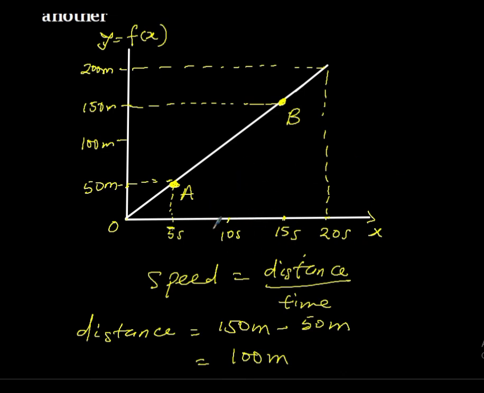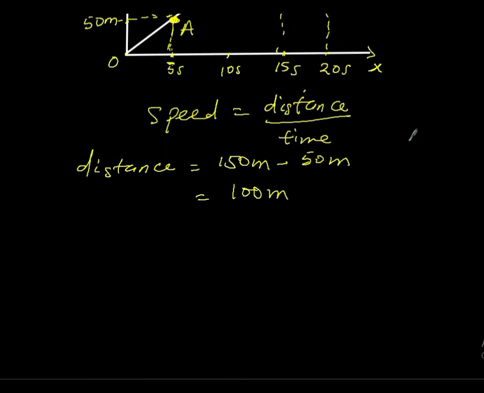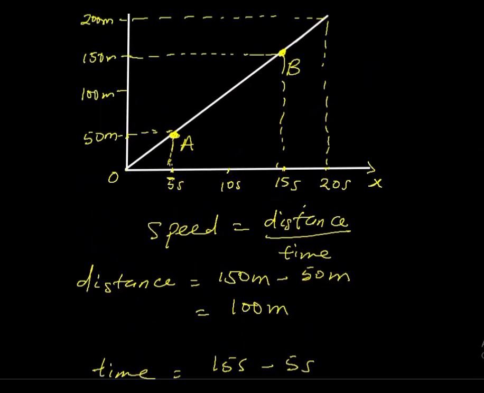We also need to find the time taken in moving from point A to point B. And to do this, we just apply what we've done in finding distance. So what do we do? We simply subtract the value of A on the x-axis, which is 5, from the value of B this time around on the x-axis, which is what? 15 seconds. So we can say that time is equal to 15 seconds minus 5 seconds, which is equal to what? 10 seconds.